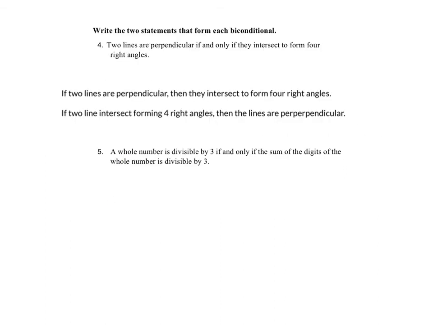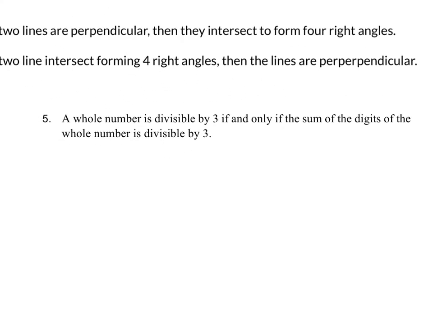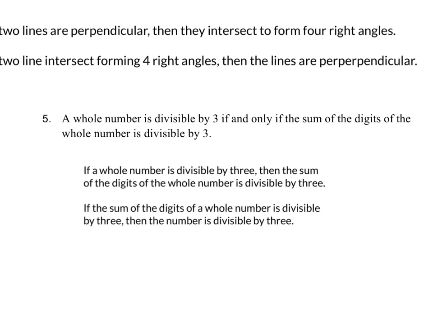Okay, so the next one says a whole number is divisible by 3 if and only if the sum of its digits is divisible by 3. So here my two statements are: if a whole number is divisible by 3, then the sum of the digits of the whole number is divisible by 3. And the converse: if the sum of the digits of a whole number is divisible by 3, then the number is divisible by 3. So there you have it. It's just taking out each part, right? The left part before the if and only if, and the right part, and creating those two.